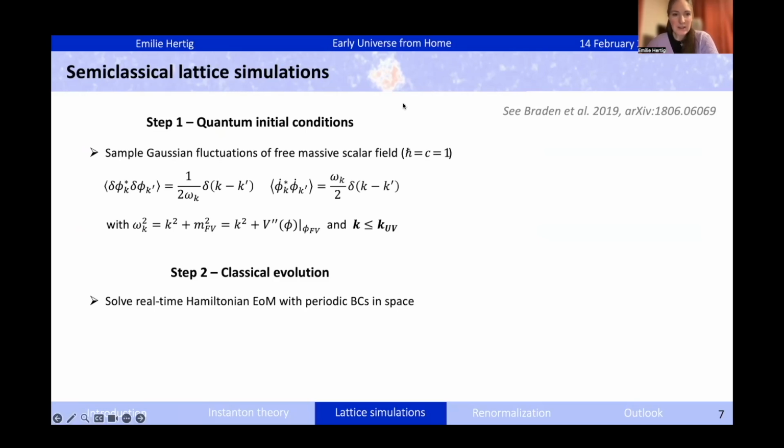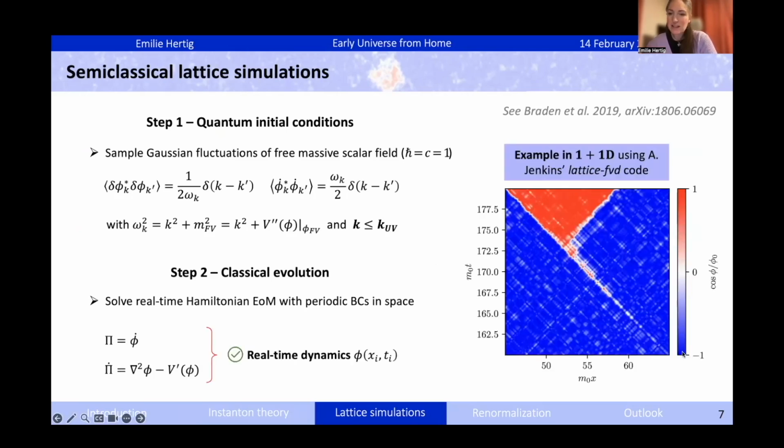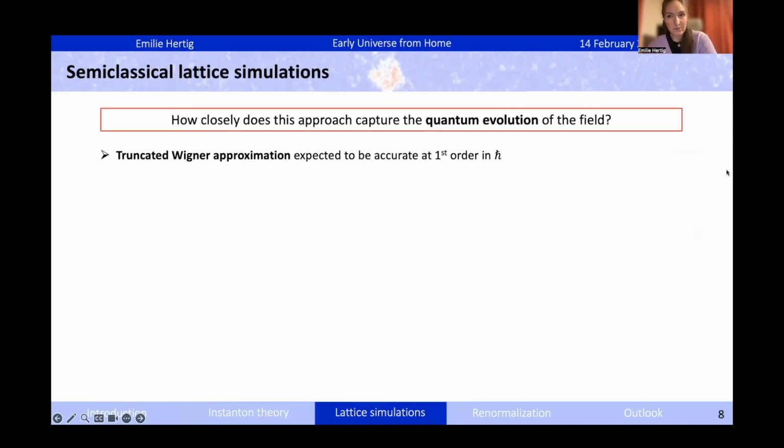So the quantum aspect is all in this first step, and then we solve the real-time classical Hamiltonian equations of motion. And here you can see an example of such a simulation result in just one spatial dimension. And we actually see events of false vacuum decay. We see bubbles nucleating. Now the question is, how well does this approach reproduce the quantum dynamics of the phenomenon?